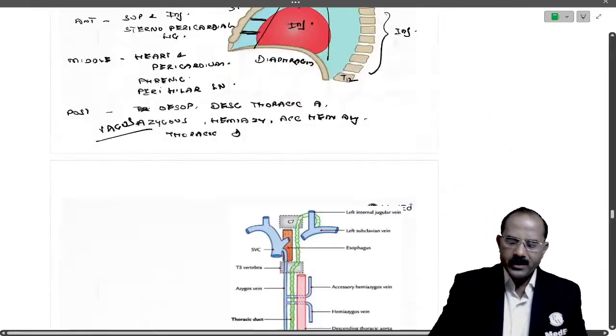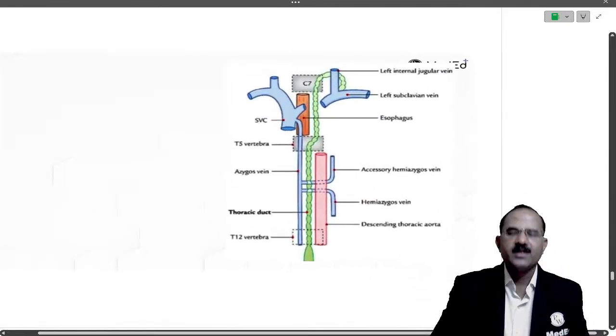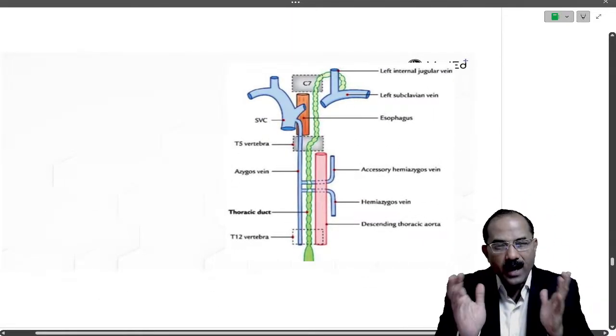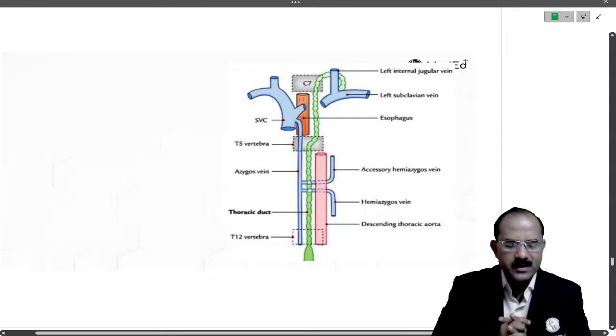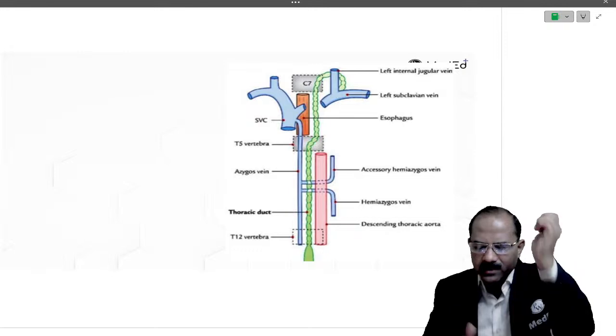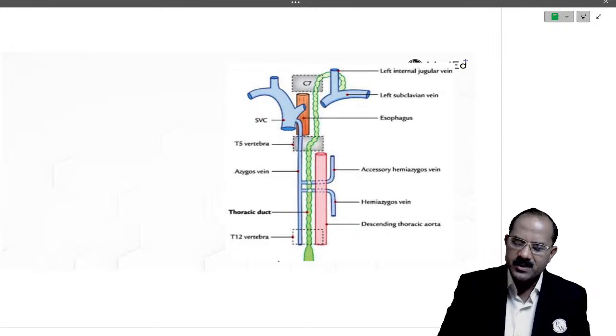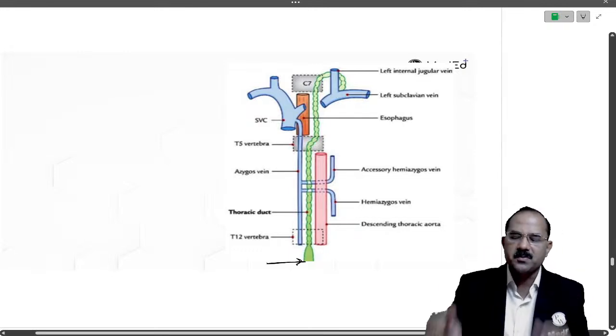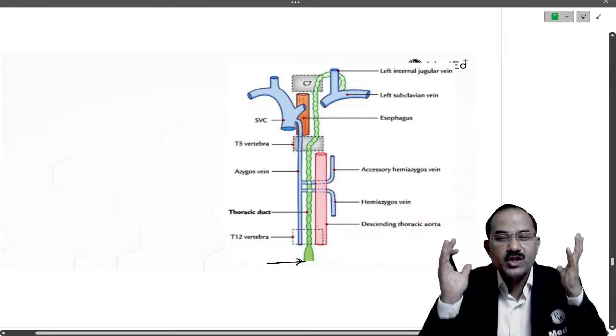A small bit, I'll tell you about the thoracic duct. The thoracic duct begins in the abdomen. Right? The last small part I'll tell you. The thoracic duct begins in the abdomen as a large lymphatic duct. Tell me the name. What is this big lymphatic channel in the abdomen?